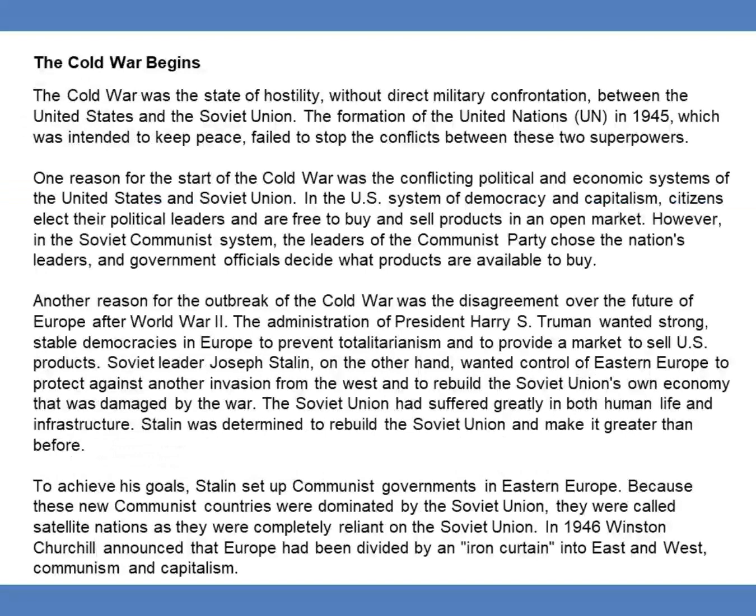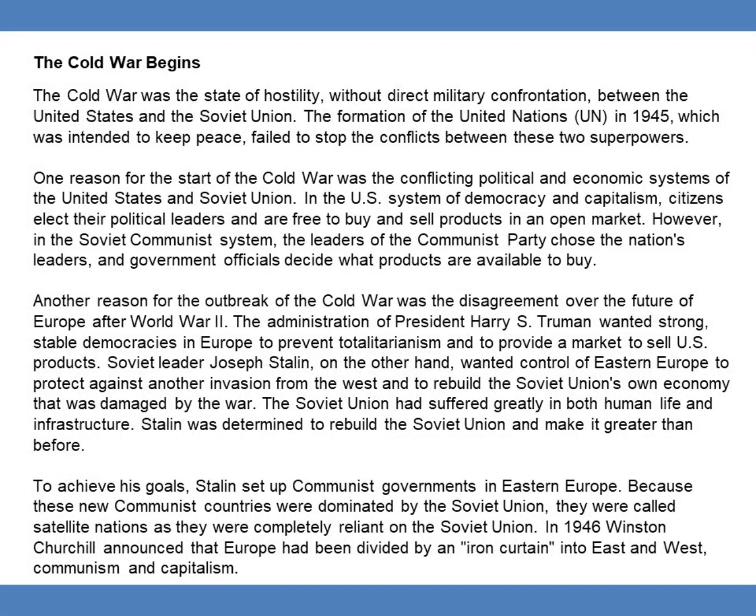The Cold War begins. The Cold War was a state of hostility without direct military confrontation between the United States and the Soviet Union. The formation of the United Nations (UN) in 1945, which was intended to keep peace, failed to stop the conflicts between these two superpowers.